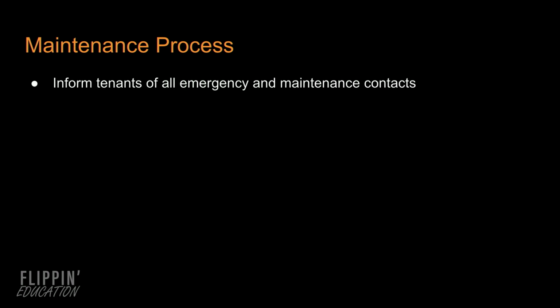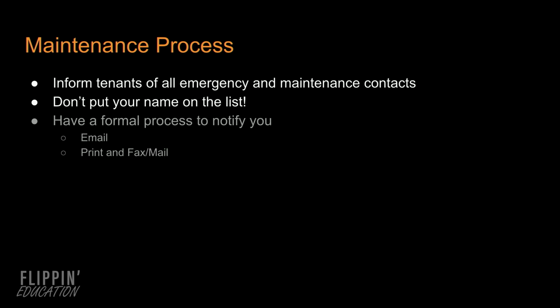Now let's talk about the maintenance process. It's important to inform tenants of all emergency and maintenance contacts. Don't put your name on that list. If the toilet gets clogged at 3 in the morning, you don't want your tenants calling you, you want them calling your plumber. So make sure that they have a full list of all of the emergency and maintenance contacts and have a formal process to notify you.